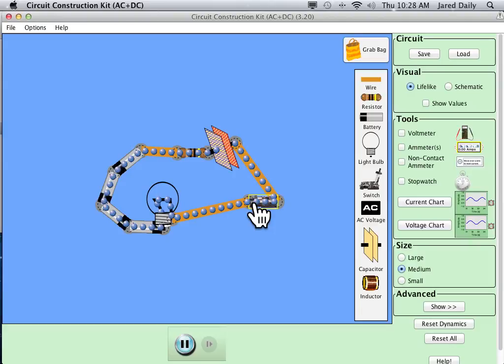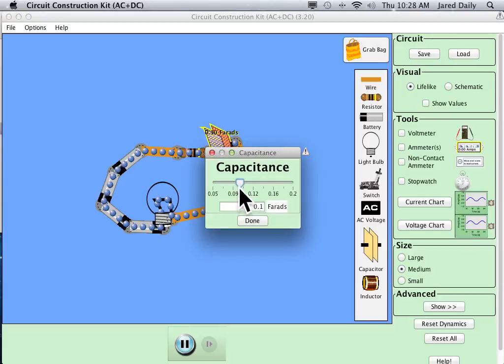And it depends on the capacitance. The capacitance determines, in part, why or how fast this happens. So let's change the value of the capacitor. Right now it's 0.10 farads. I'm going to change the capacitance to 0.2. Let's see what happens. So instead of 0.1, it's 0.2.